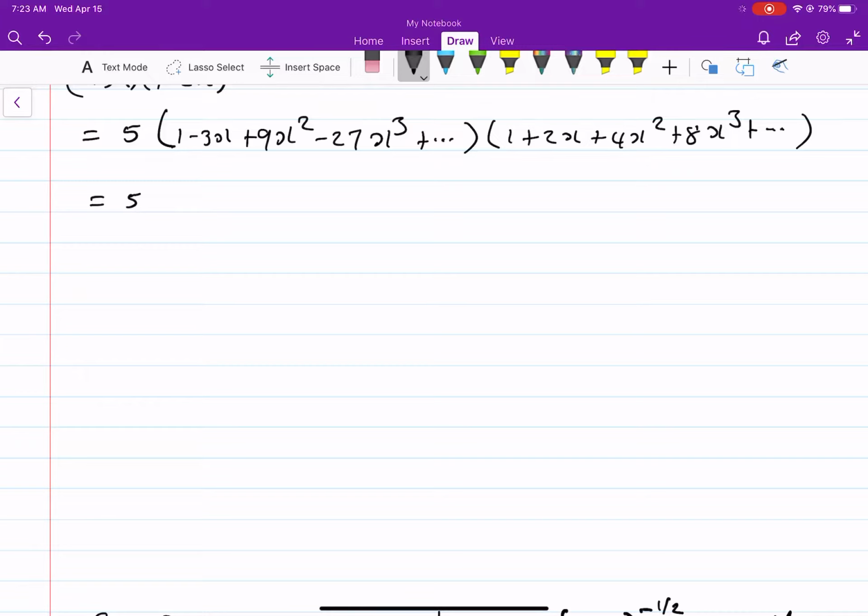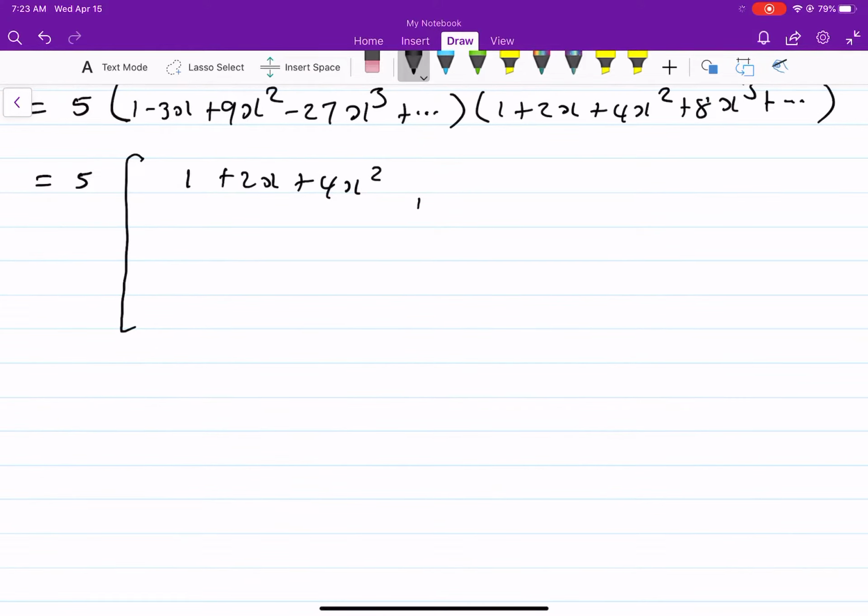Okay, here's the way I'm going to do this. Multiply everything in the first bracket by everything in the second bracket. And if I get a term that exceeds x cubed, I'll just ignore it, throw it away. At the end of the day, the overall expansion was required for all terms up to and including the term in x cubed. Anything exceeding that, we can throw away. So, 1 in the first bracket by everything in the second bracket gives me 1 plus 2x plus 4x squared.